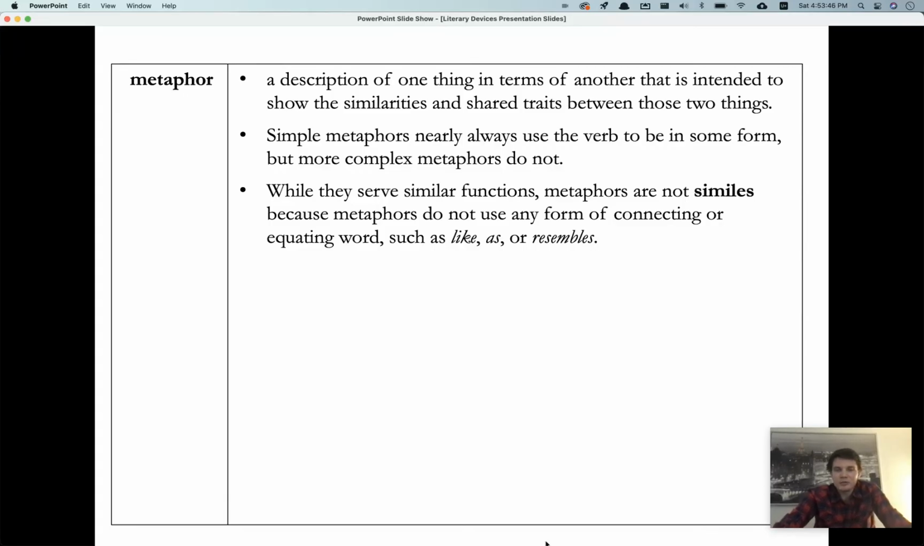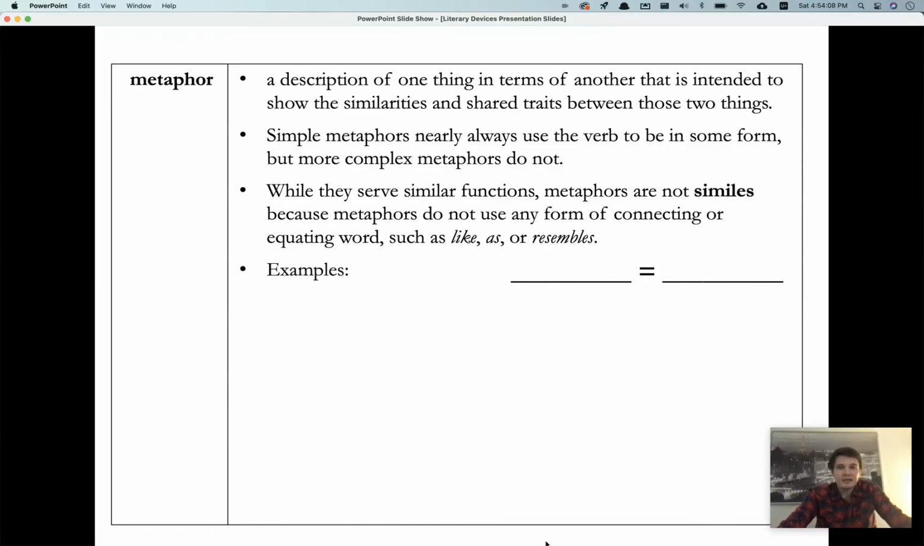These mostly help to show what characters are like, show how certain characters feel or think about other characters or ideas. So for both similes and metaphors, you can just set up a little equation like this, blank equals blank, that shows a comparison between the things.